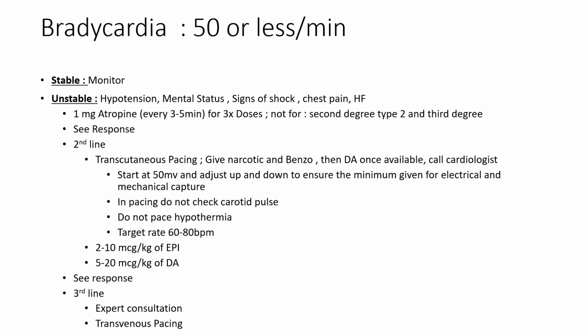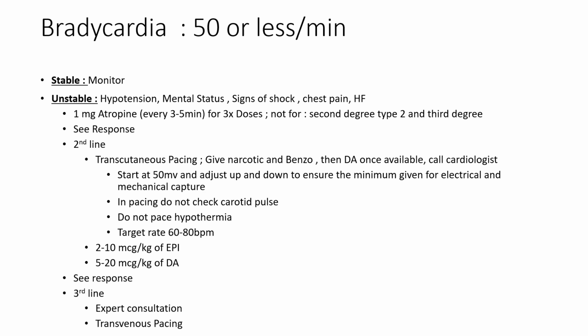And also, second line drugs. Let's say for example you can't pace them, or pacing is not enough, you can add epi or dopamine to help them out. You have 2 to 10 micrograms per kilogram of epi, or 5 to 20 micrograms per kilogram of dopamine, which can be added as second line. And if all that doesn't work, you can get an expert consult and do transvenous pacing, which is going to require someone who knows what they're doing to put that in there.